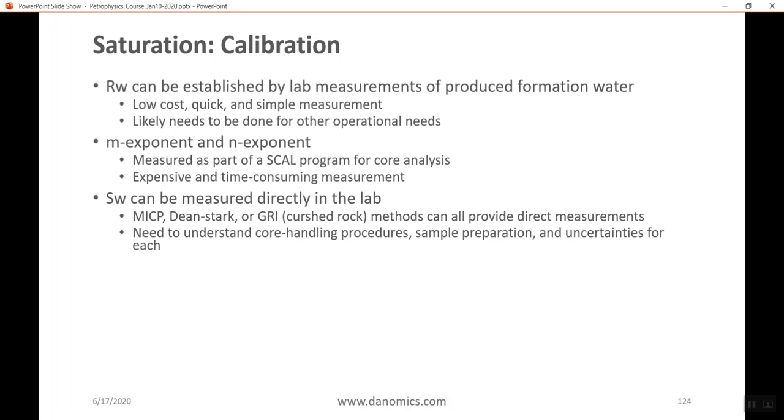It's important to be calibrated, but I would say the most common measurement and the easiest measurement that you can acquire to really reduce uncertainty is RW. So that's something that you should really do right away.